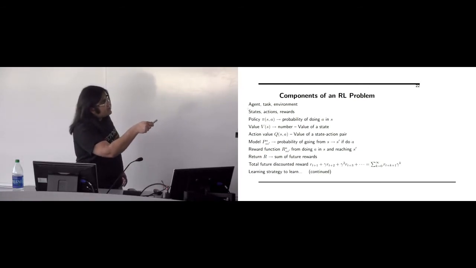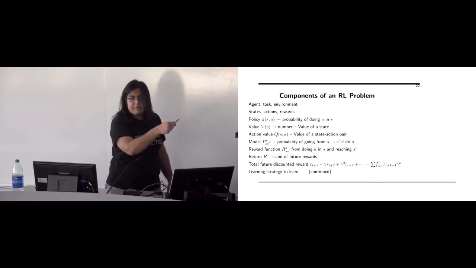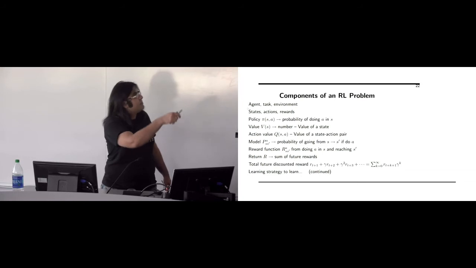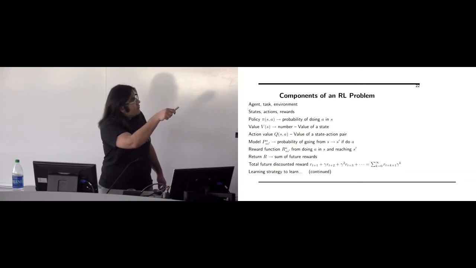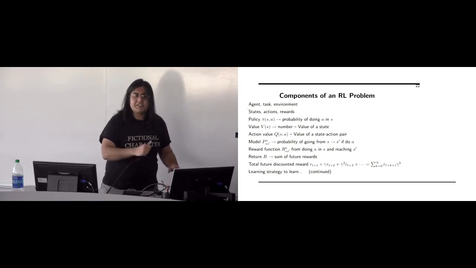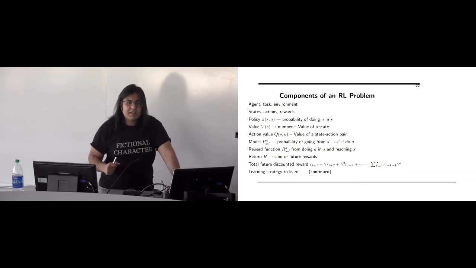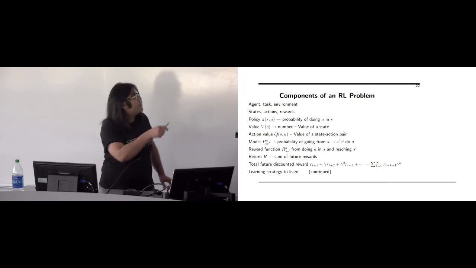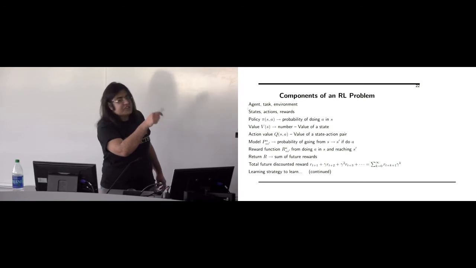We know what a policy is, the probability of doing action A in S. This is a stochastic policy. What's a deterministic way of denoting a policy? So a stochastic policy is a distribution. What's a deterministic policy? How do we represent a deterministic policy? Is it a function or a distribution if it's deterministic? It's a function. So it would be pi of S equals A.